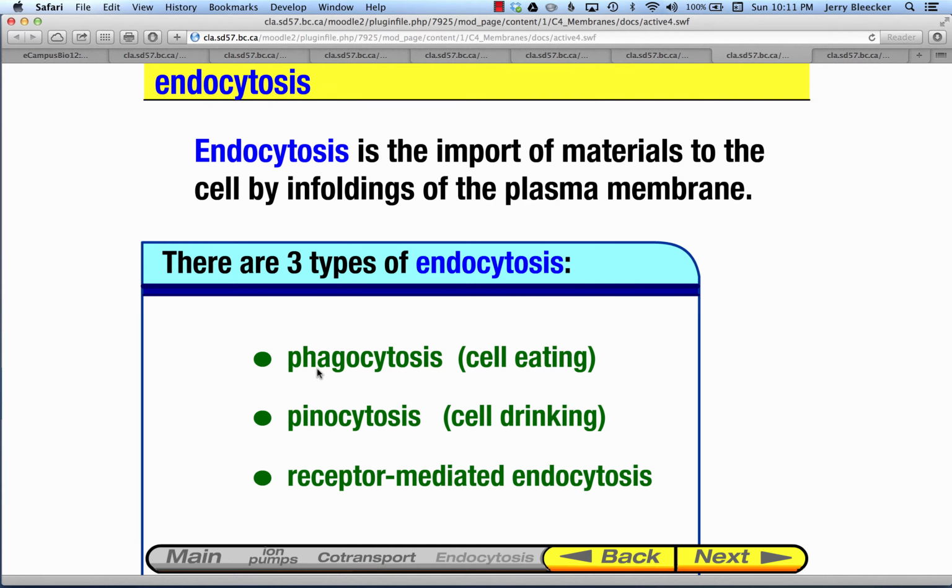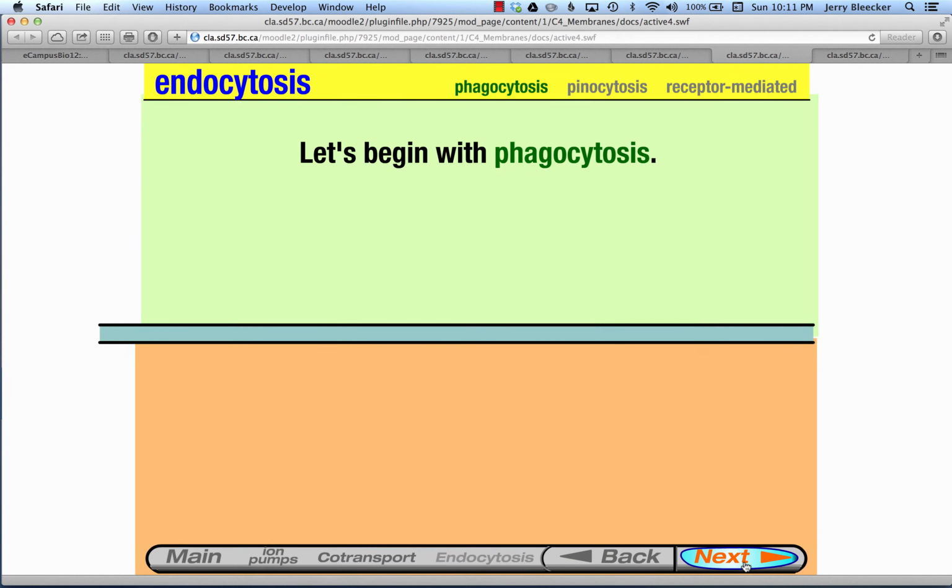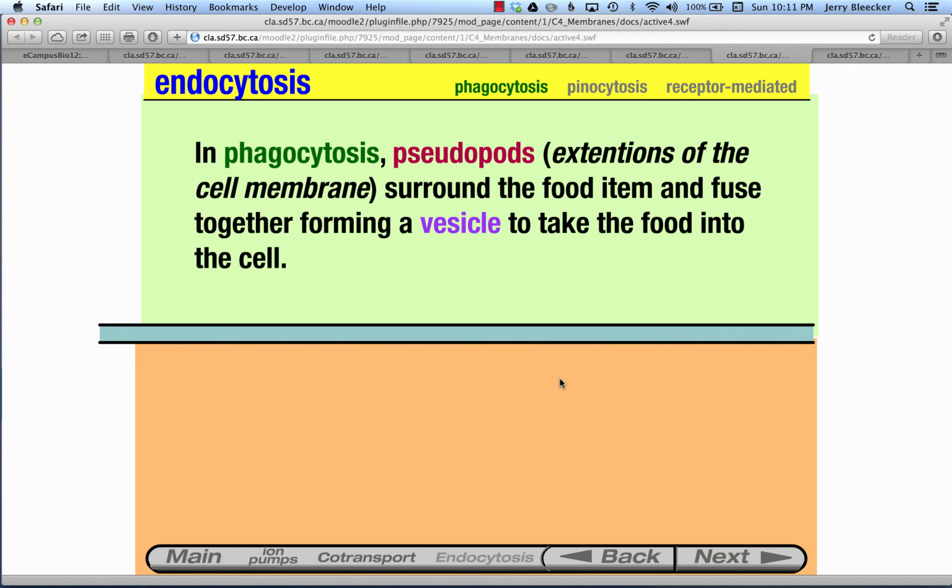So phagocytosis is kind of interesting. If you think about an amoeba, for example, the cell membrane reaches up and drags in food. This is quite an exciting kind of active transport mechanism when you see it. So the outside of the cell is here and the inside is here.